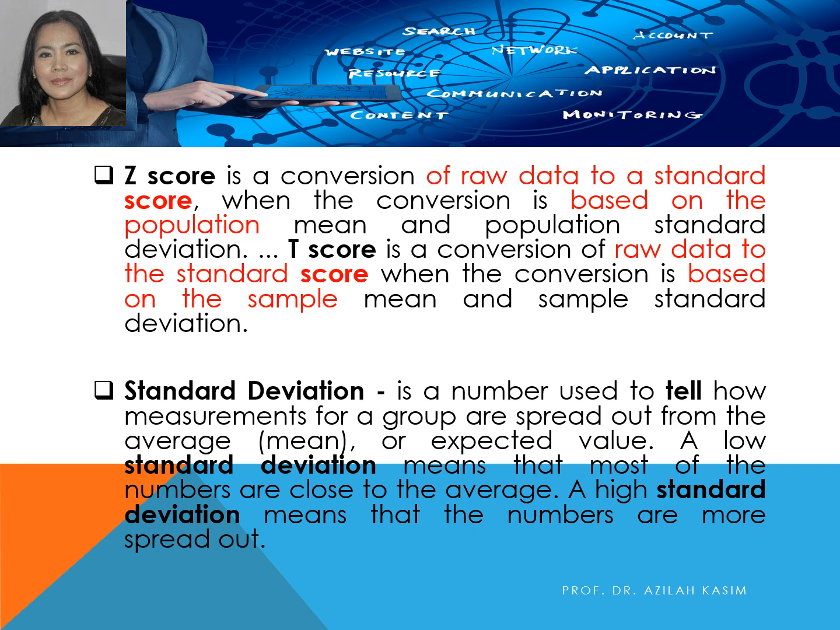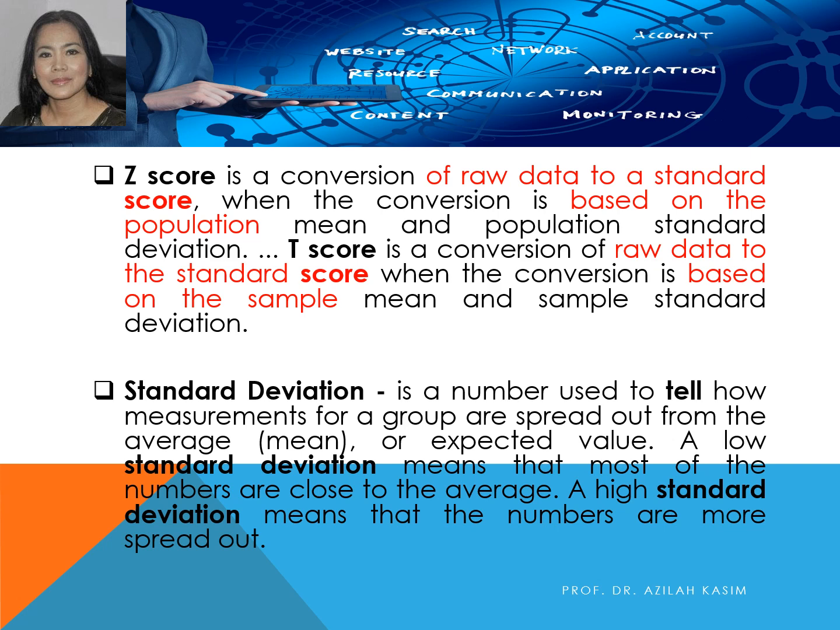Okay, T-score is the conversion of raw data to the standard score when the conversion is based on the sample mean and sample standard deviation. So again, Z is based on population and T is based on sample. That's the difference. When we look at these scores, we look at two things. We look at the mean and we look at the standard deviation.